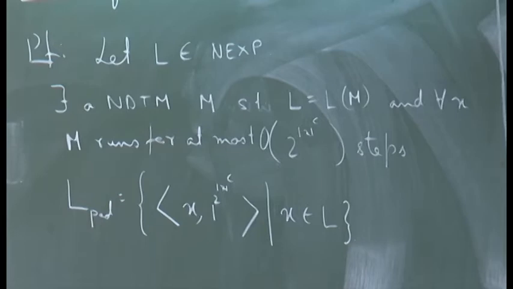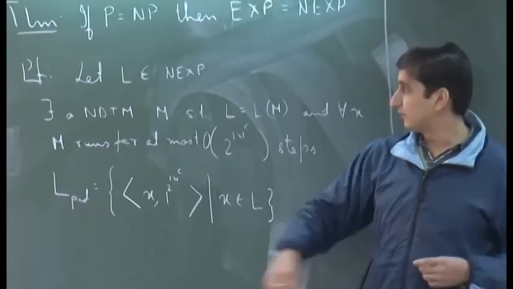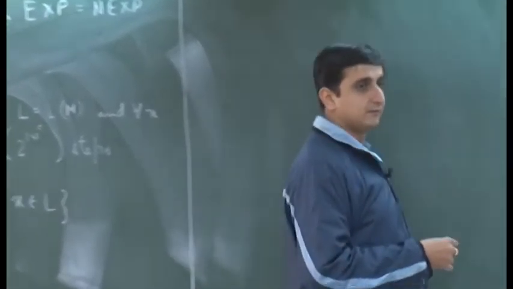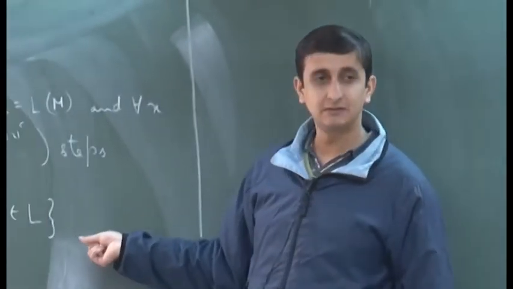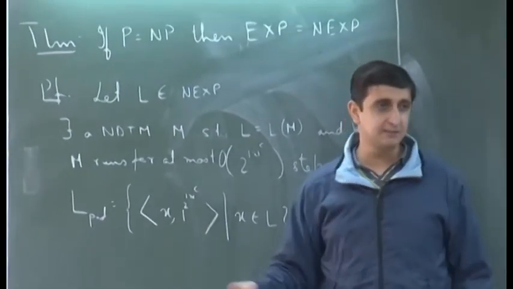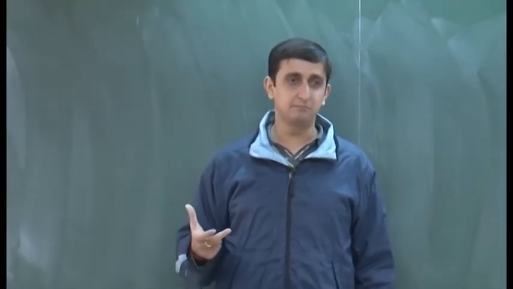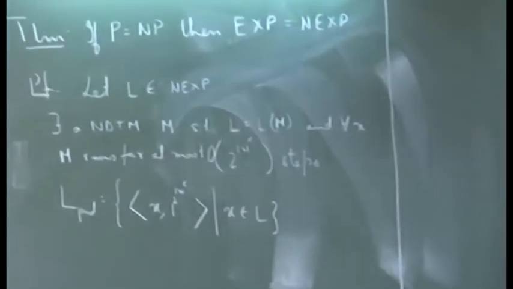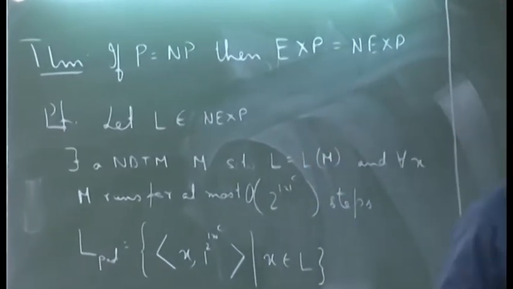So what can we say about this language L pad? We know that L belongs to NEXP. More specifically, in which class do you think this language will lie? We always count the running time as a function of the input size. So what are we doing here essentially? We are just adding some extra characters to the input, characters that we do not use, but some exponential number of 1s. The reason why we do it is so that we can show that L pad will belong to NP, and that is not very difficult to see.